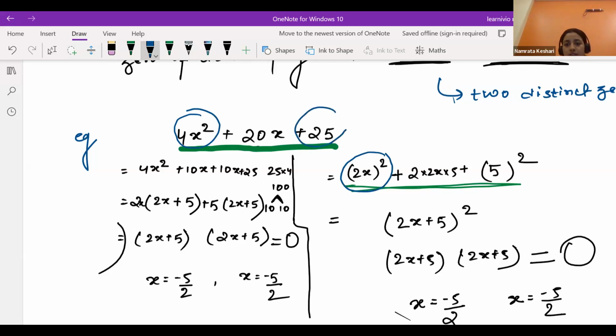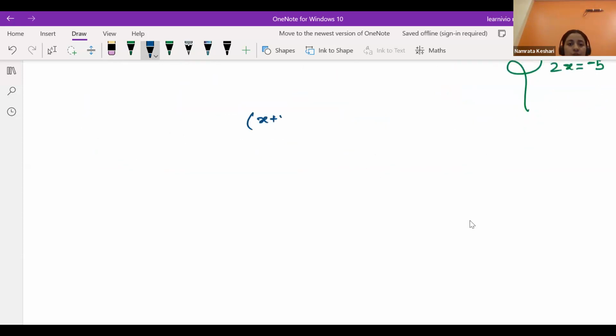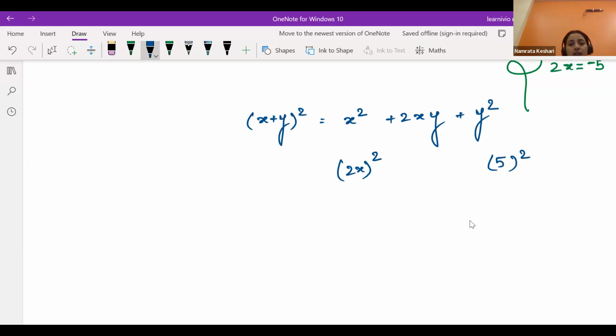25 can be written as this one. And now we are able to recall a formula, that is x plus y whole square is equals to x square plus 2xy plus y square. So we identified over here that our x square is 2x whole square. Our y square is 5 square. Now this 2ab we are writing by ourselves, not from the question. By ourselves we are writing.